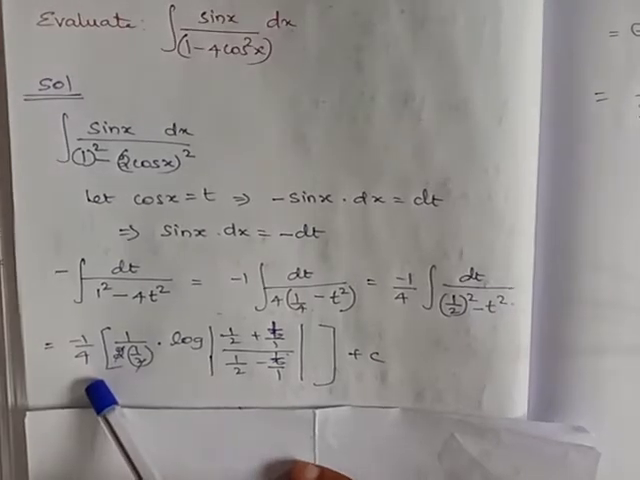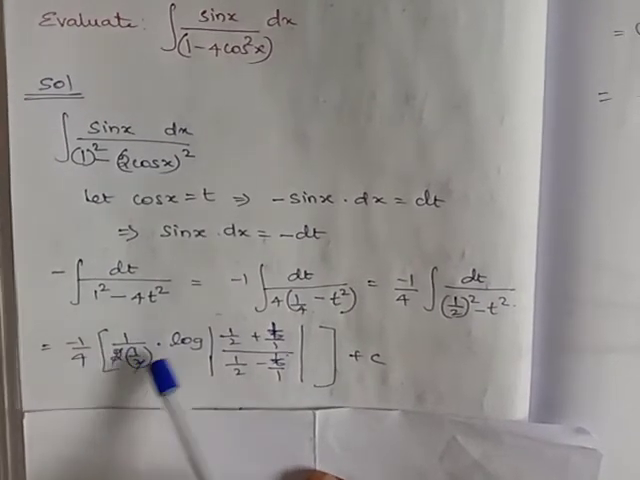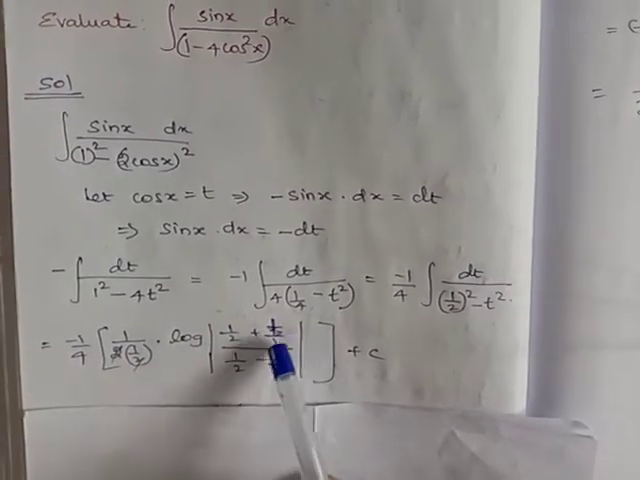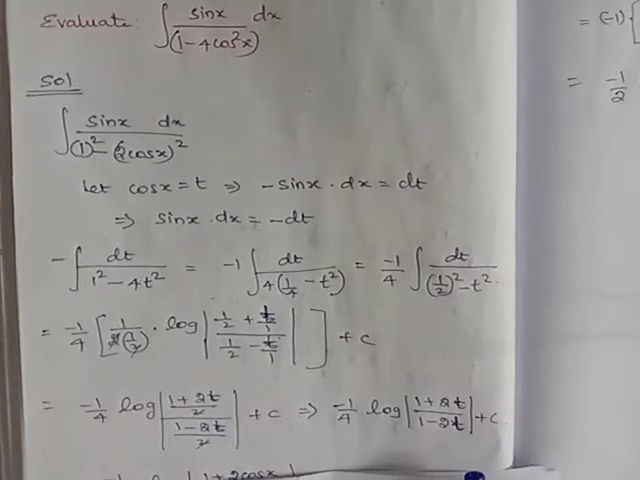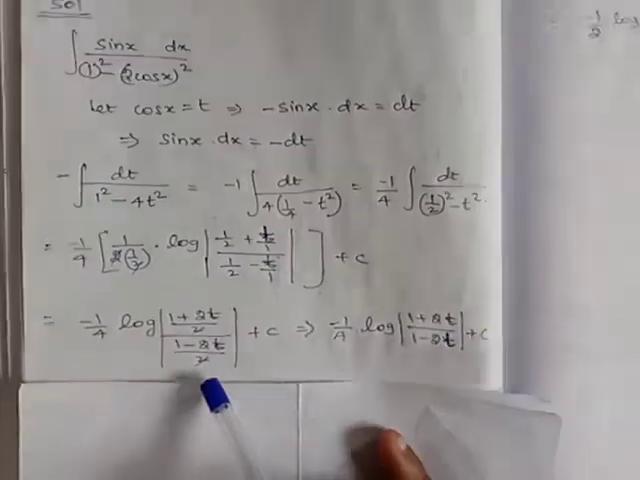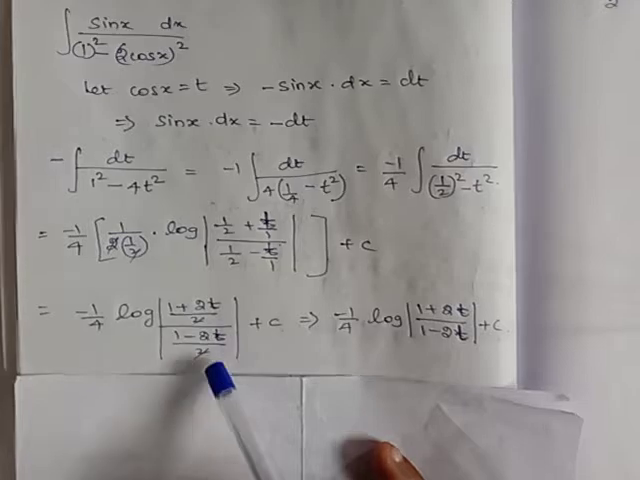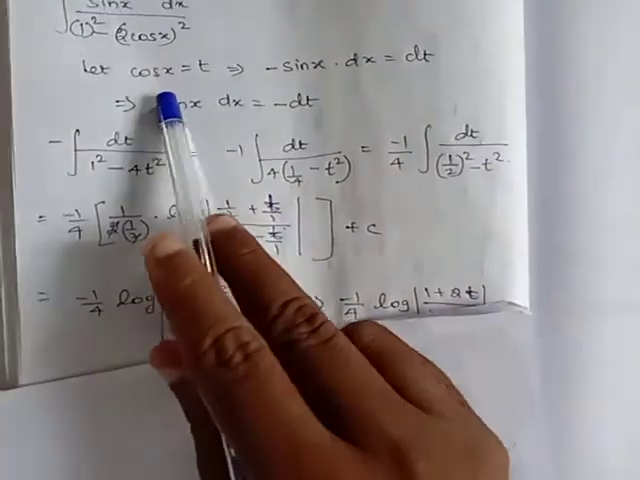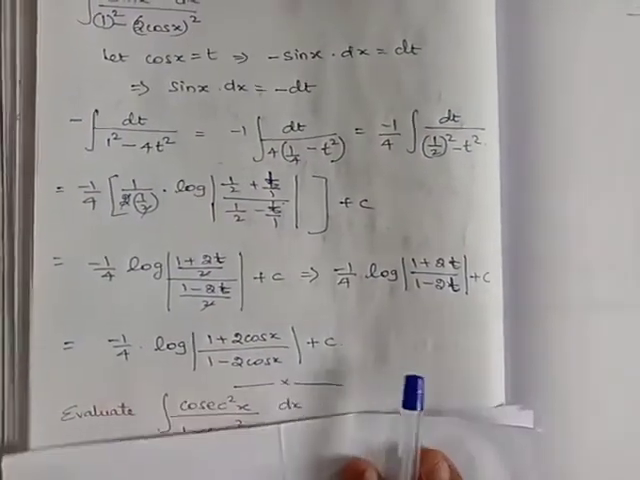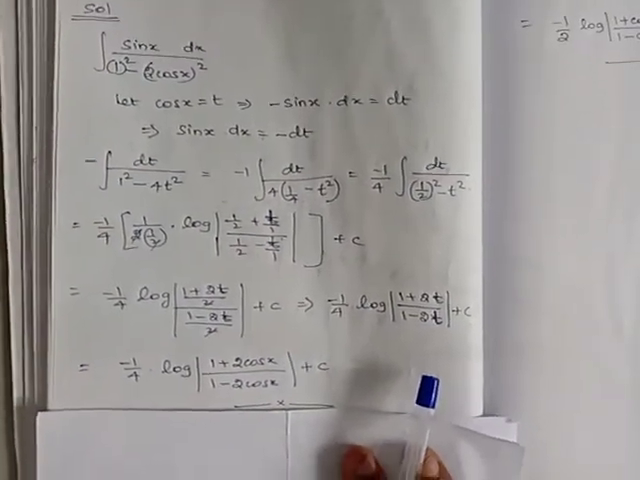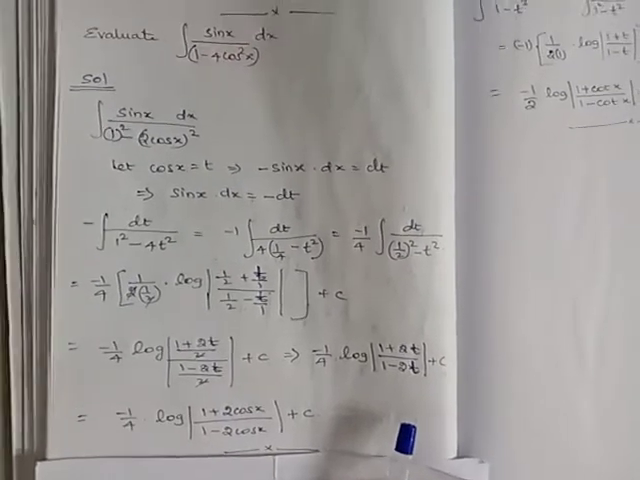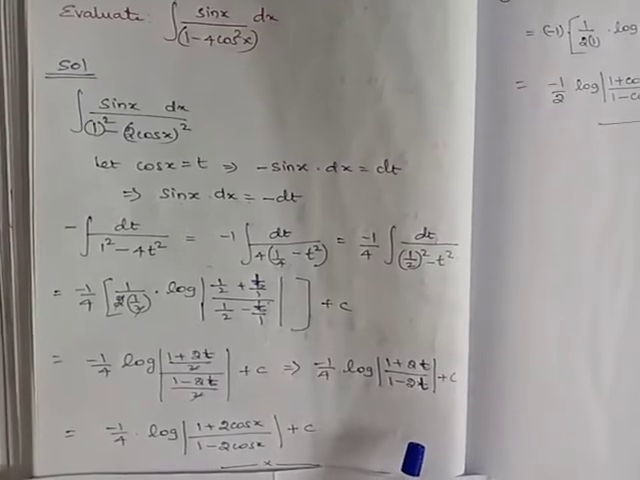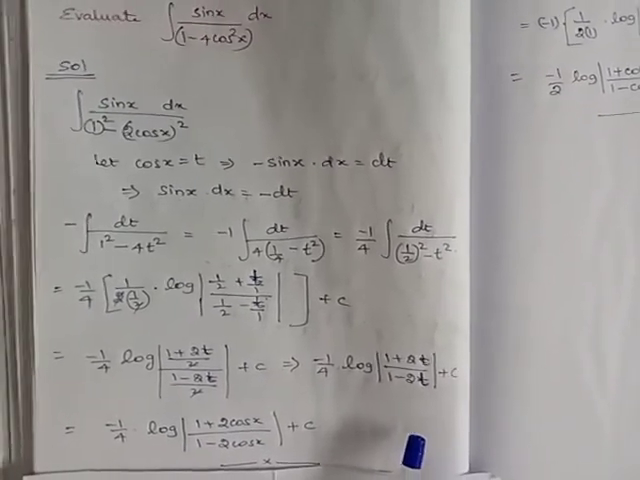1 by 4 has been kept as it is. The formula is 1 by 2a log mod a plus x divided by a minus x, and in place of a and x we are substituting the corresponding values. After that we are just doing the cross multiplication. After doing some simplification we get this step, and then in place of t we can substitute cos x. This is the final answer for this question. I hope you understand this problem also. In this problem also we are using the substitution technique and this special type of integral to solve it.